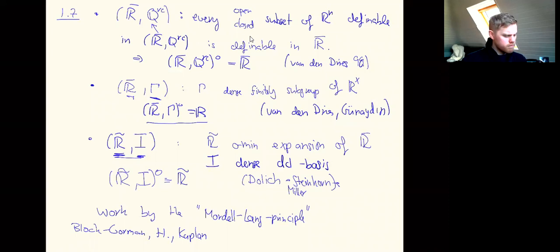Philipp? Yes, please. Is open core a property that is preserved under elementary equivalence? No, it shouldn't be, but I'd have to check whether we know that. Dolich, Miller, and Steinhorn proved this theorem that if you have uniform finiteness and definable completeness, then you get o-minimal open core. Definable completeness and uniform finiteness are preserved under elementary equivalence because they are first order axiom schemes. But I don't think that open core is preserved. So two elementarily equivalent structures might not have elementarily equivalent open cores.